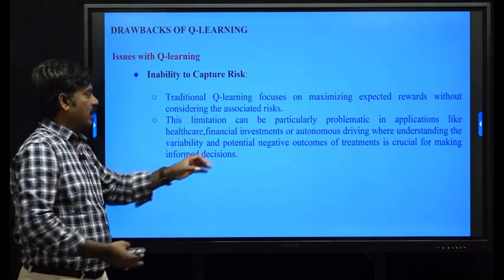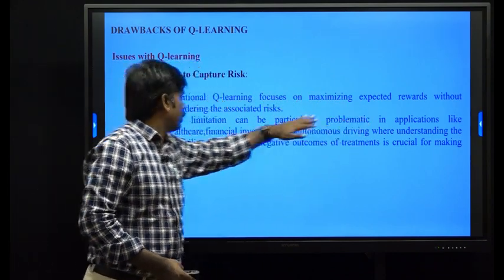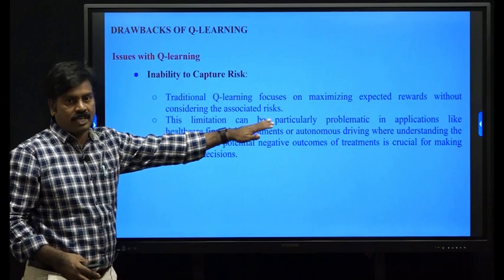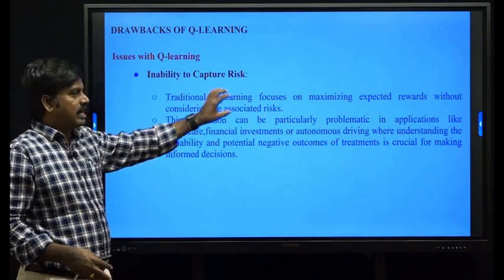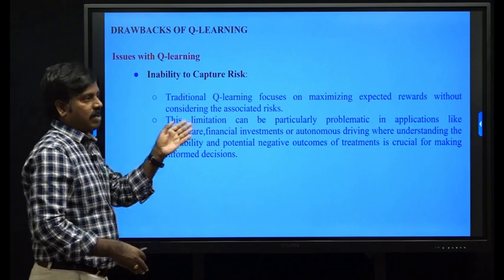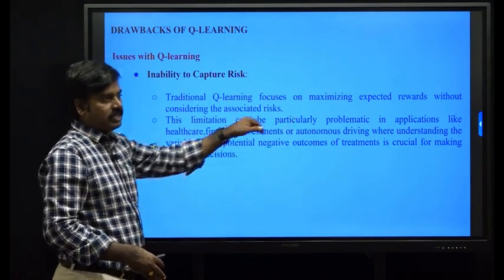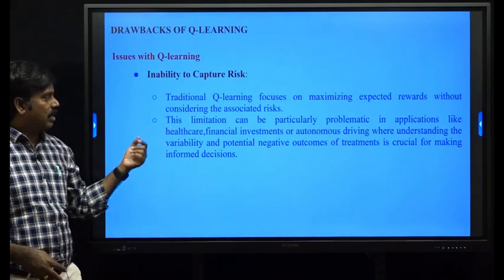Traditional Q learning focuses on maximizing expected rewards without considering the associated risk. It is mainly focused on a single point, only maximizing the expected rewards. It does not consider the associated issues.